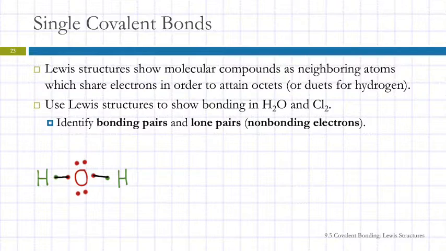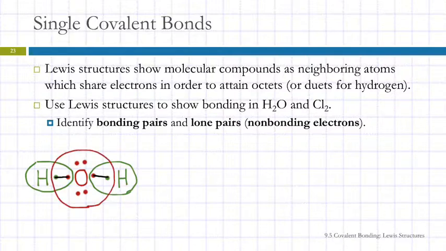So this hydrogen has 2 electrons. This hydrogen has 2 electrons. And the oxygen has 8 electrons. Any questions? Things go farther when you share. Sharing is good.